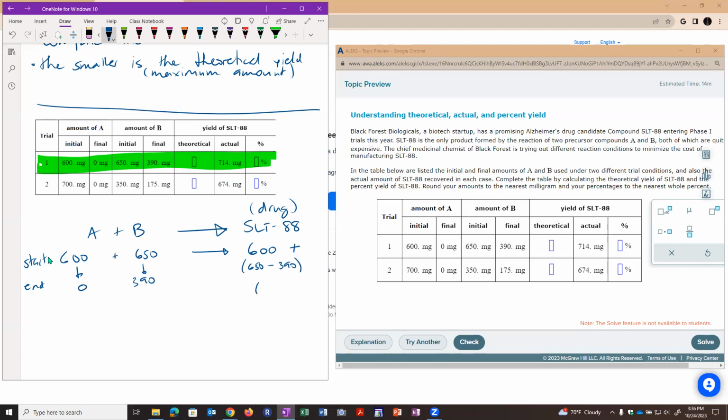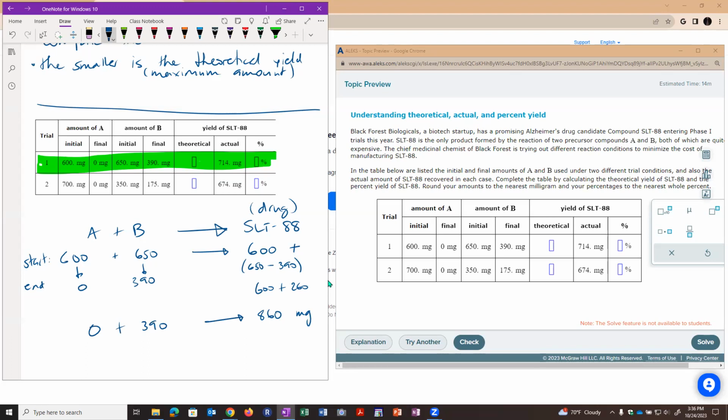So this ends up being the 600 of A that reacted plus that difference in B. 650 minus 390 would give 260. If I add them together, I should get 860 milligrams of the drug here at the end. And again, I have none of A left over, and I have 390 of B left over.